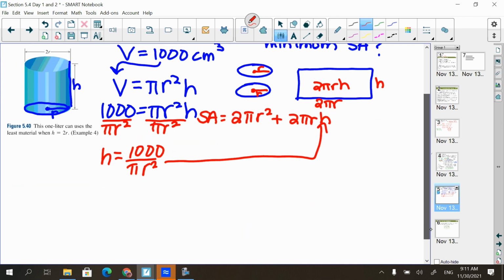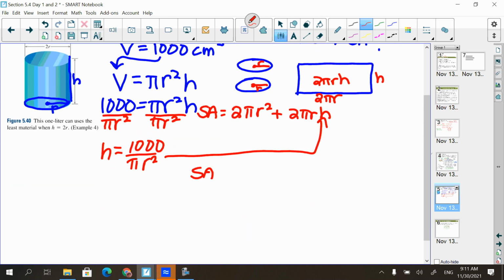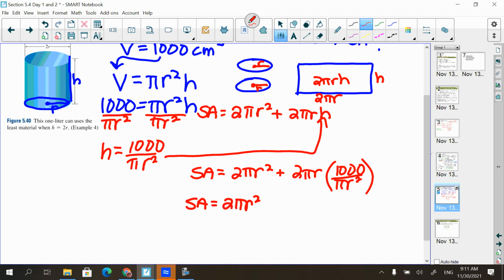So before you have any calculus, you have this prep work. And believe it or not, you've done some of this prep work in other courses leading up to it. So all I'm doing is replacing the h with the 1,000 over pi r squared, but I do have to simplify this. So surface area equals 2 pi r squared plus 2,000 over r. The pi reduces and one of the r's reduces.